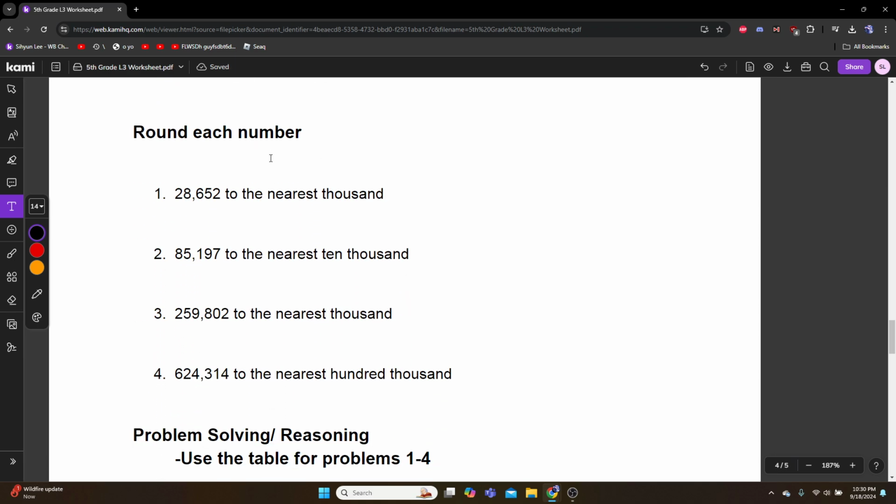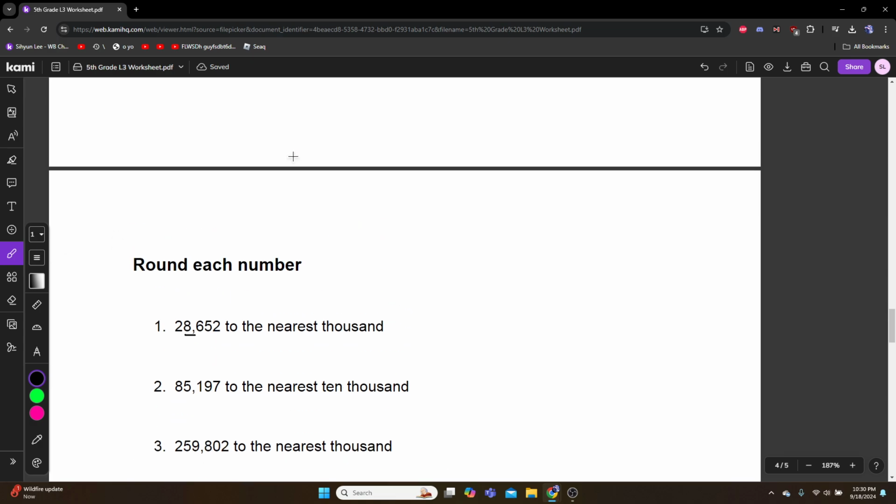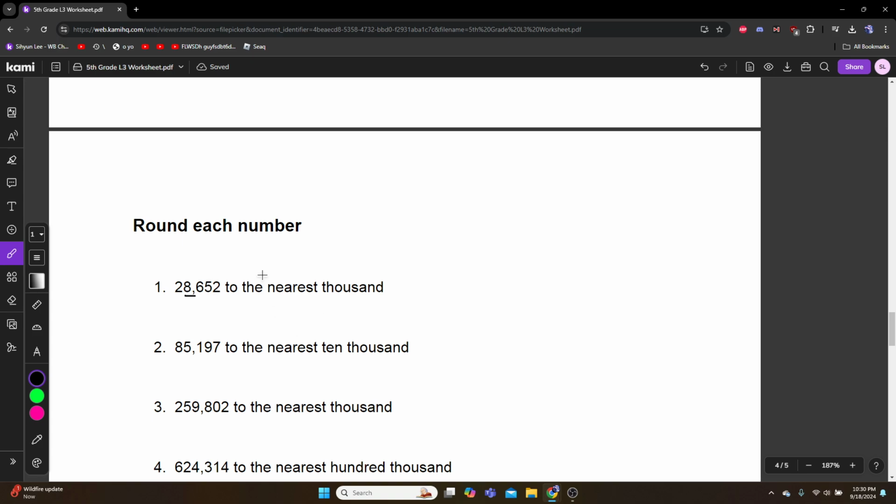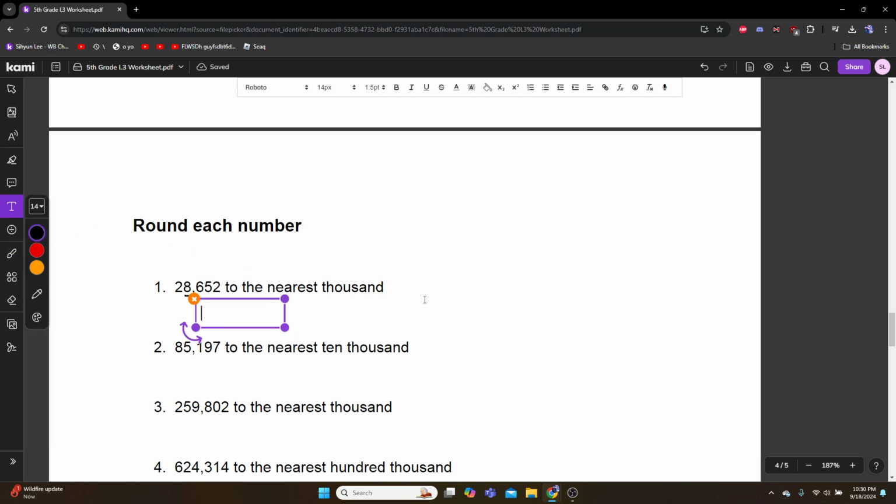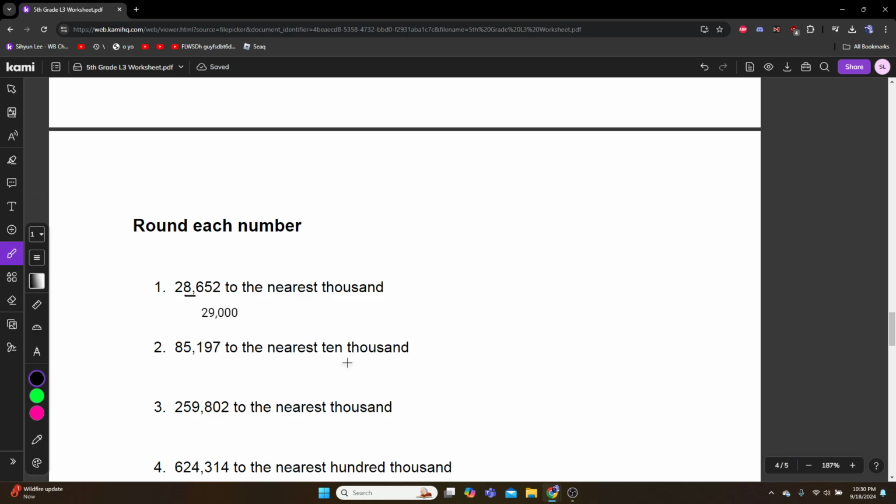Okay, round each number. So to the nearest thousand. 28,652 to the nearest thousand. What we want to be doing here is we should underline where the thousand place is. So we're doing the exact same thing as we did back here for this. So this would just be 29,000. So underline this. 10,000 right here.